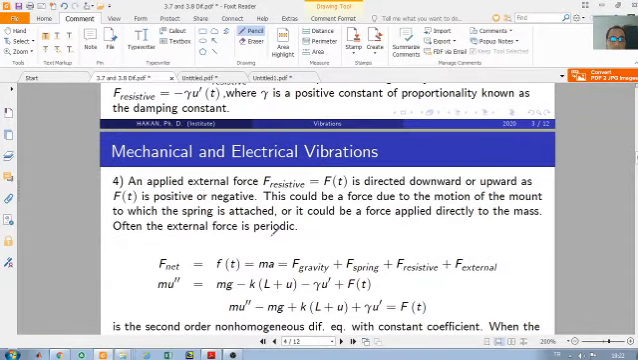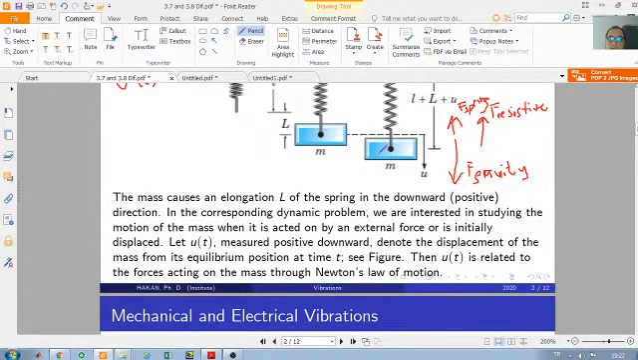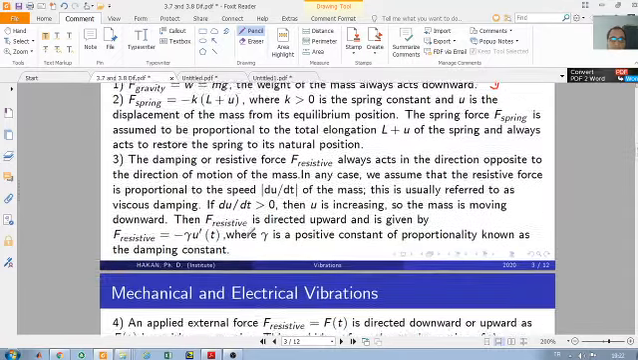And the last one is an applied external force, which is directed downward or upward as f of t is positive or negative. This could be a force due to the motion of the mount to which the spring is attached, or it could be a force applied directly to the mass. Often the external force is periodic. Anybody can apply a force to the mass, which is called the external force.